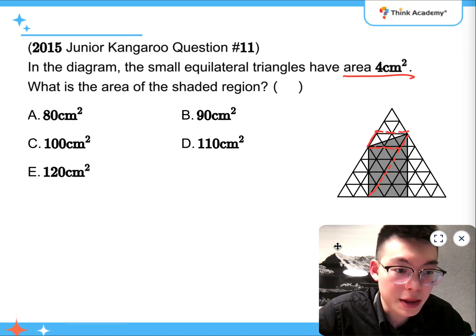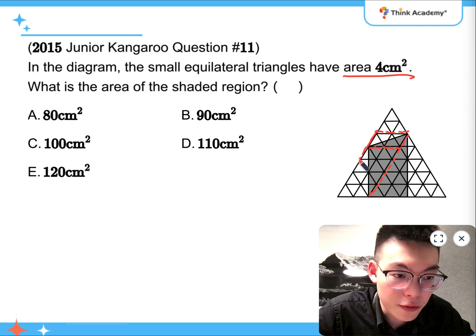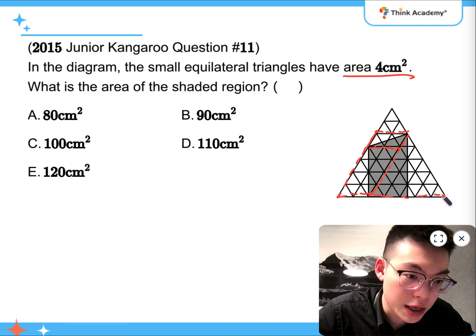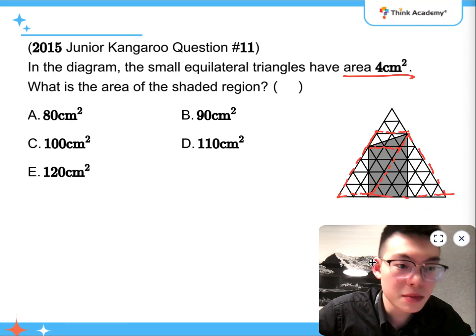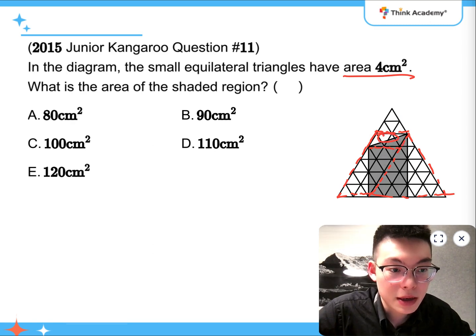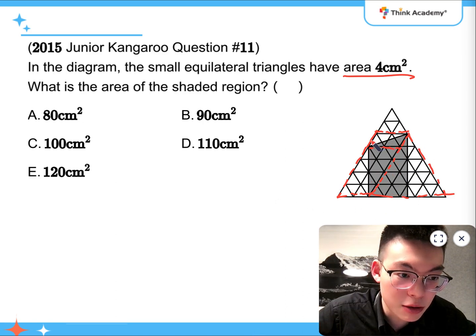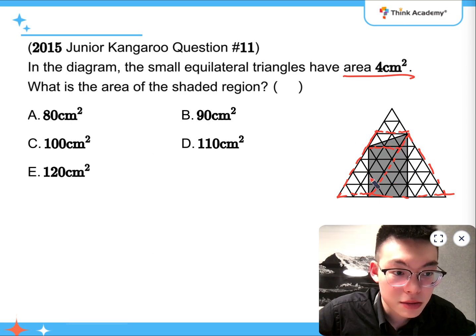So if you cut it up like that, you can see that the shaded area is going to be half of each shape I have enclosed here. Does it make sense? So it's half of this parallelogram, half of this parallelogram, and half of this equilateral triangle. So you just need to count how many equilateral triangles there are in this region, this trapezium.